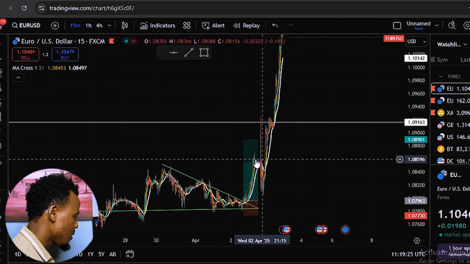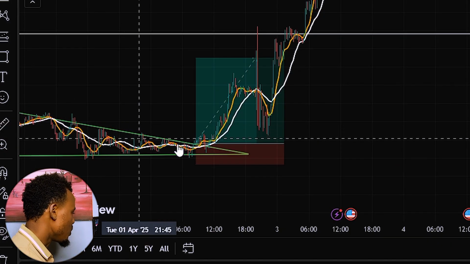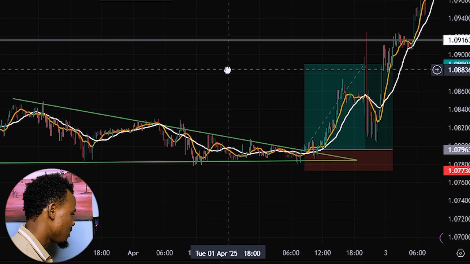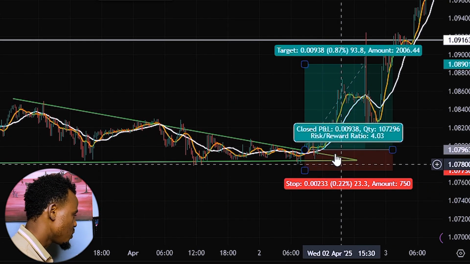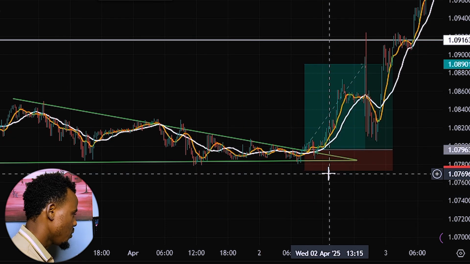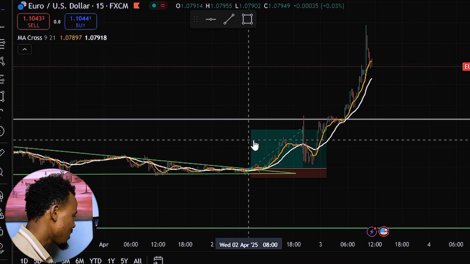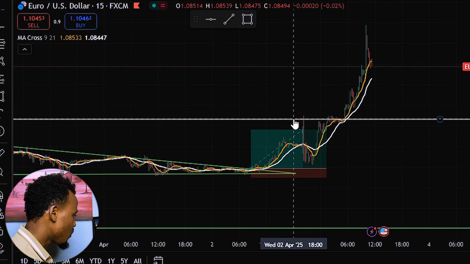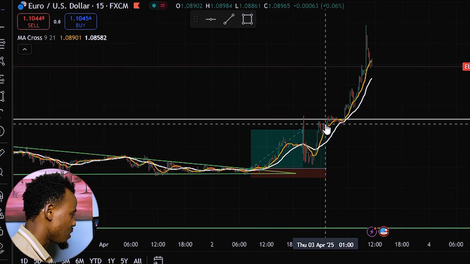But don't forget that we are using a triangle strategy, right? A triangle strategy, as you can see here. So all you need to do is to place your stop loss below the triangle. Am I understood? I wish I had stayed in the market, like my mind was there. I would have taken my first profit here and waited for it to get to this place, then I'd take another trade. Am I understood?